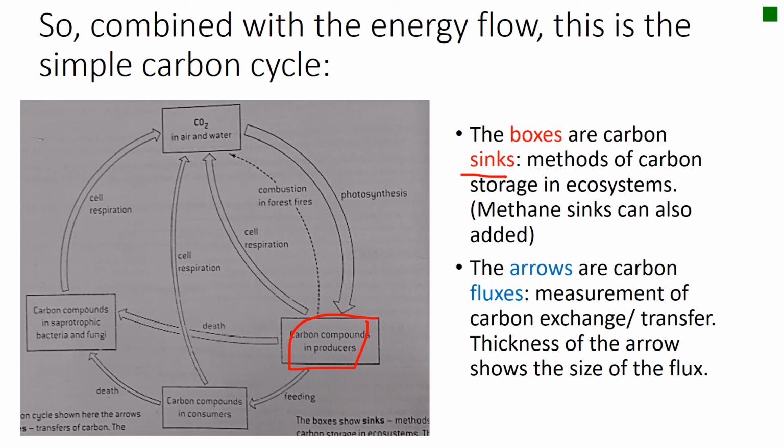And how about the arrows? Arrows actually show the carbon fluxes. What are carbon fluxes? Carbon flux is a measurement of carbon exchange or transfer. So for example, from the air into the body of the producer by means of photosynthesis, while the carbon from the body of the producer goes into the body of the consumers by means of feeding. And this is what we call the flux, carbon flux. I hope you understand this explanation, and see you in the class.